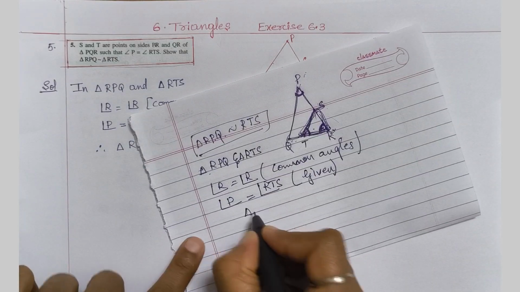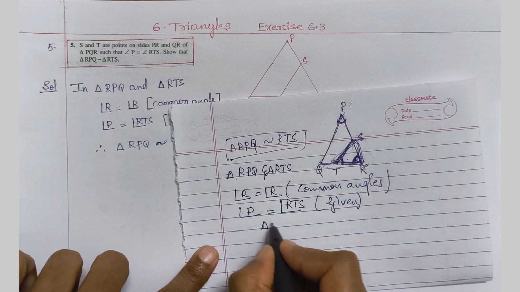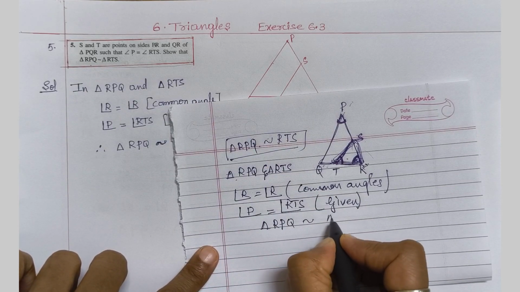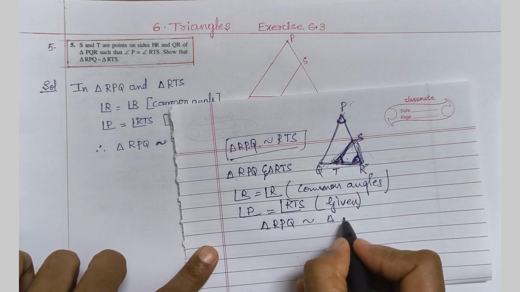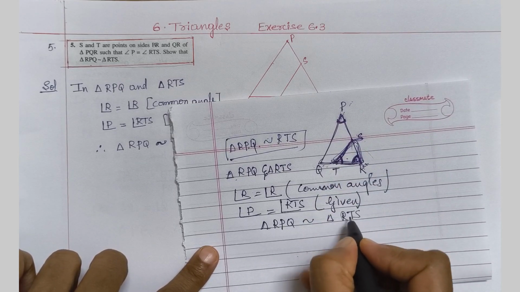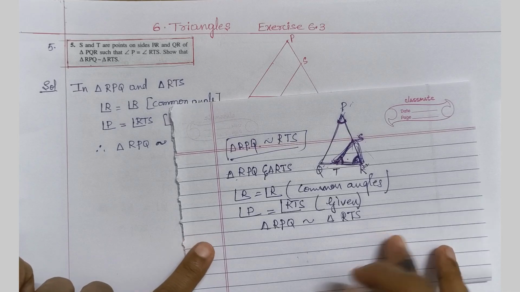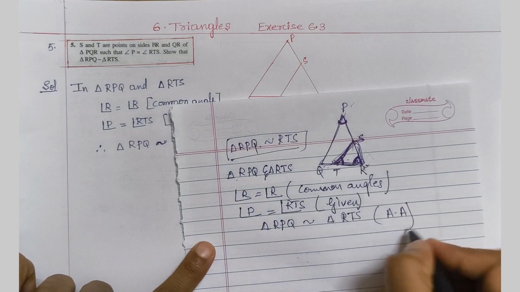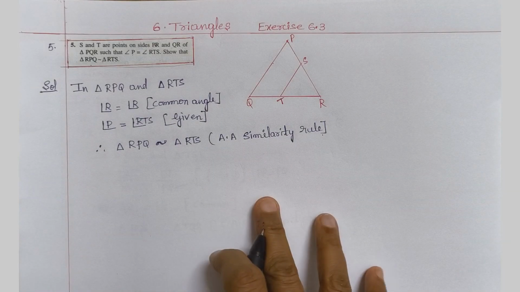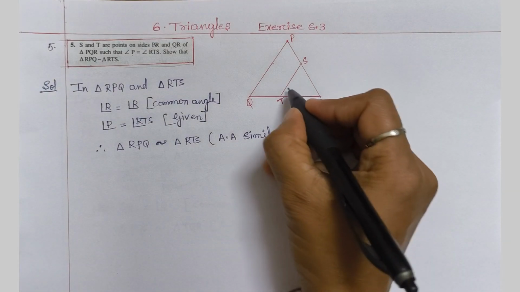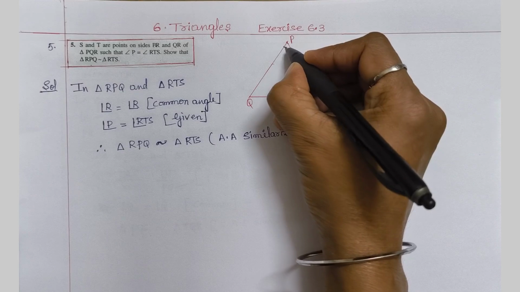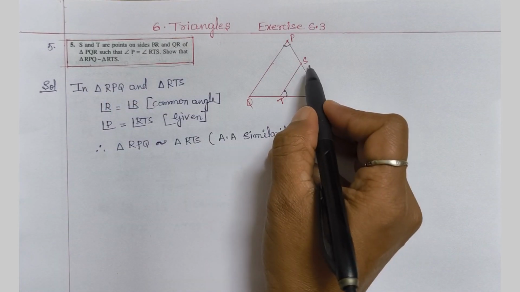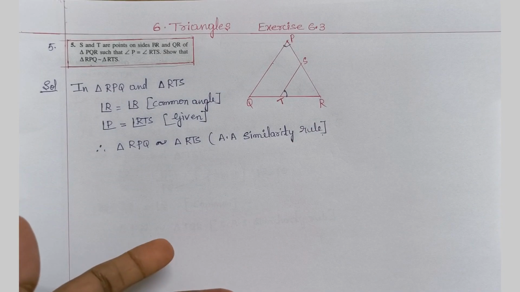Right, here, which triangle? Triangle RPQ is similar to triangle RTS. Both triangles are similar triangles. Using which criteria? Angle, angle similarity criteria, these two triangles are similar triangles. This is a very easy and simple question. See, this angle equals this angle, P equals T, given. P is equal to angle RTS, given. This is the common angle. Two angles are equal. Finish.